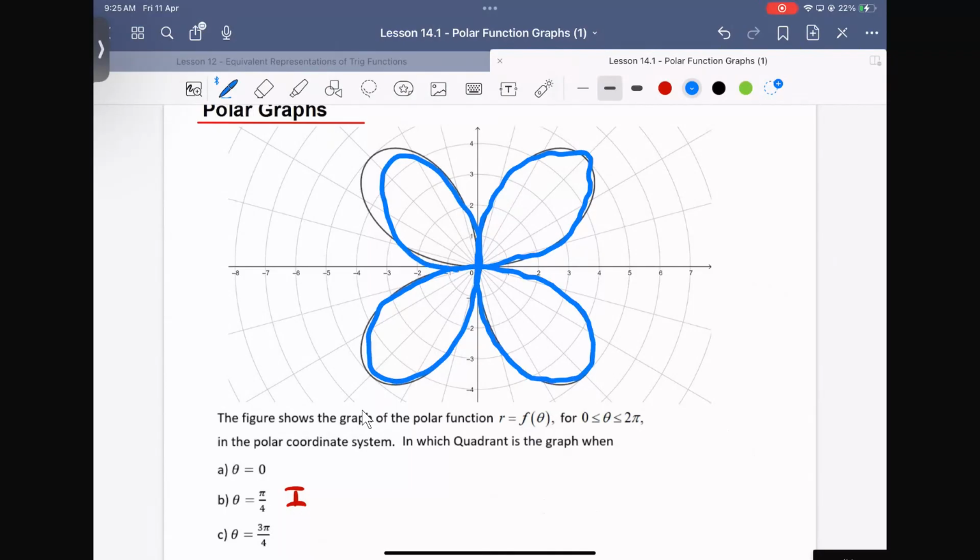Try it for yourself. Remember, you've got to go smoothly. As you're coming in here, you've got to go round like that. There is no other way to do this. No, this is going to be 4 sine 2 theta.